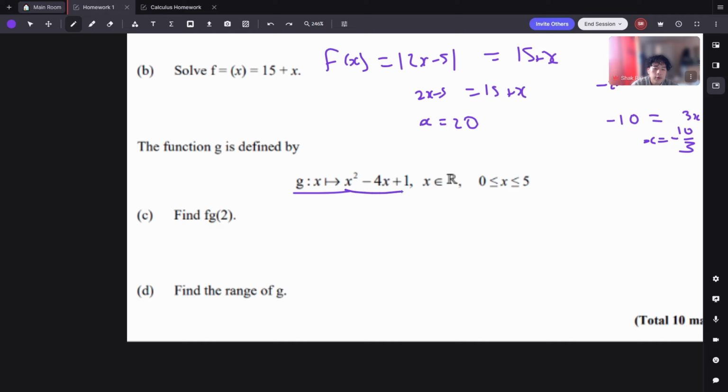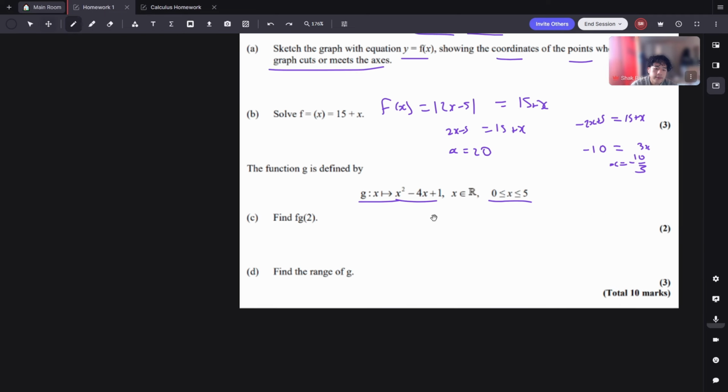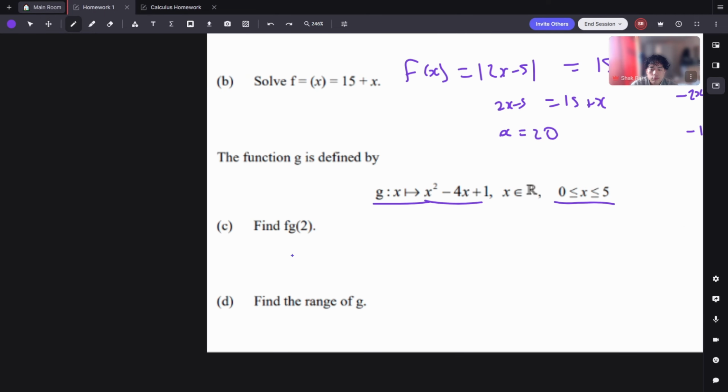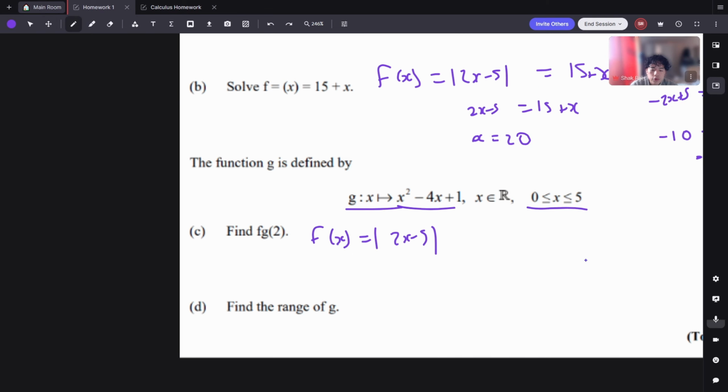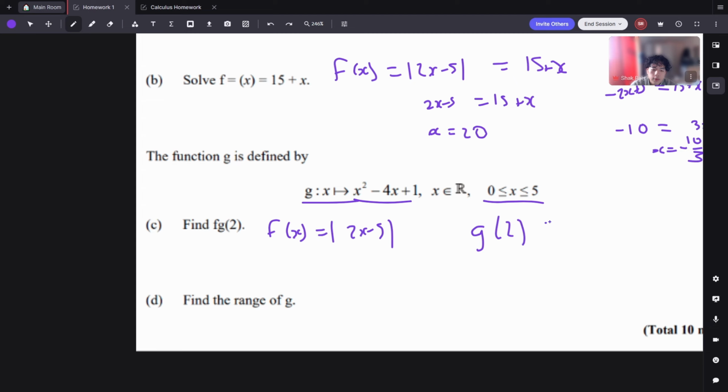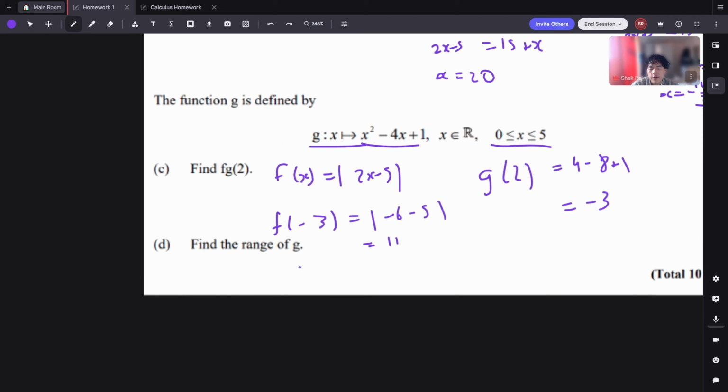Cool. So the function g is defined by this. Given that it's a real number between 0 and 5, we need to find fg of 2. Well, what's f again? So f of x is the modulus of 2x minus 5. So we need to find fg of 2. Well, what's g of 2 going to be? Well, g of 2 is just 4 minus 8 plus 1, which equals minus 3. So we need to find f of minus 3, which equals the modulus of minus 6 minus 5, which equals 11.